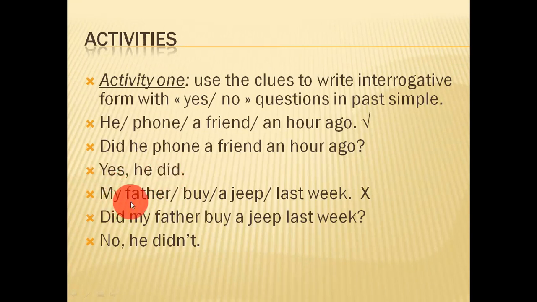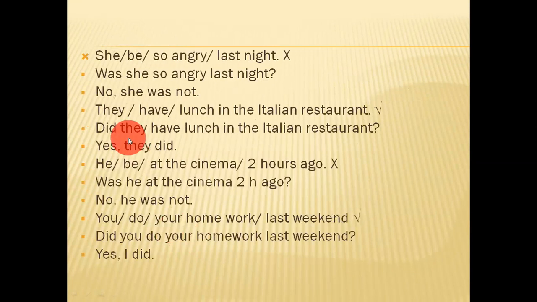Okay, look at the second one. My father buy a Jeep last week. Did my father buy a Jeep last week? This mark means no. So no, he did not, or no, he didn't. She be, this is auxiliary to be, so angry last night. Was she so angry last night? Here we used auxiliary to be, which is already in the sentence. No, she was not.